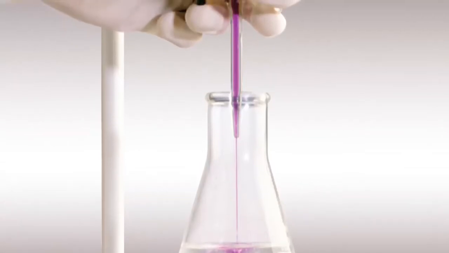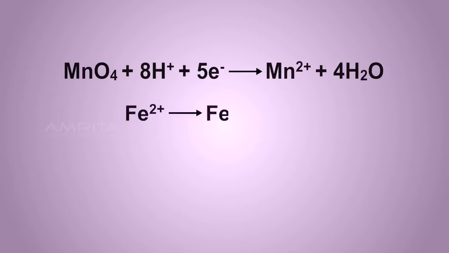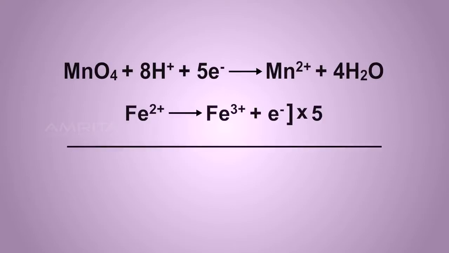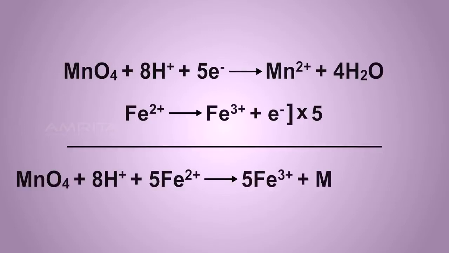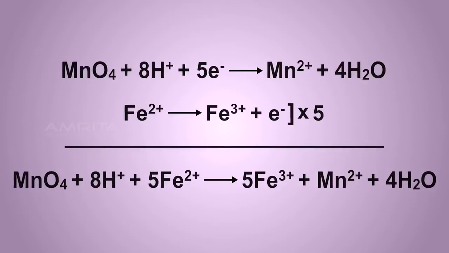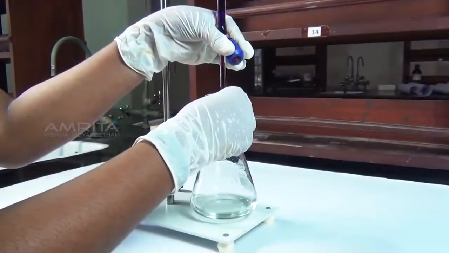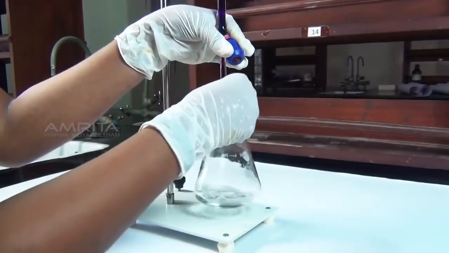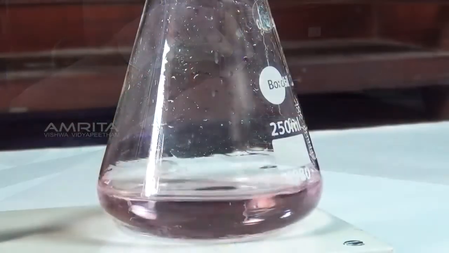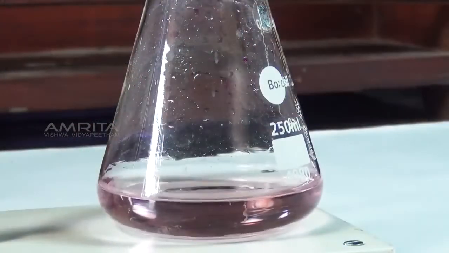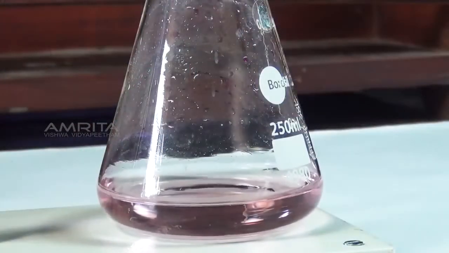known as Mohr salt. The reaction that takes place during the titration is a redox reaction in which permanganate ion of potassium permanganate is reduced to Mn2+ ion in the presence of acid, and ferrous ion of Mohr salt is oxidized to ferric ion. The potassium permanganate solution is added drop by drop until the point that the permanent pink color is seen. This is called the end point.